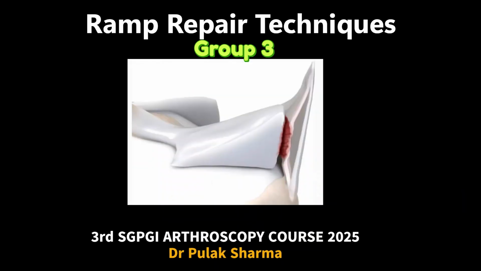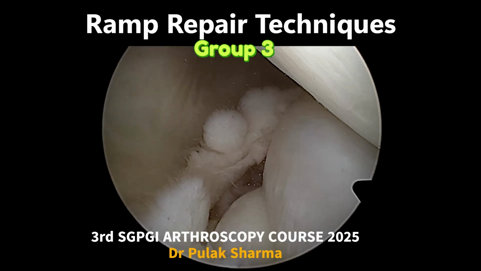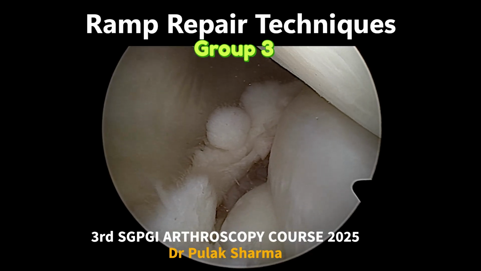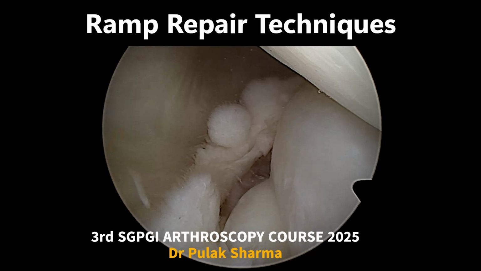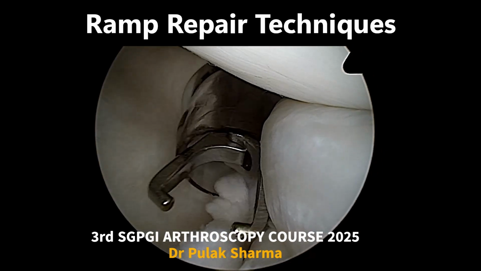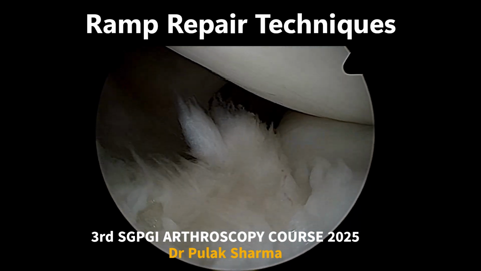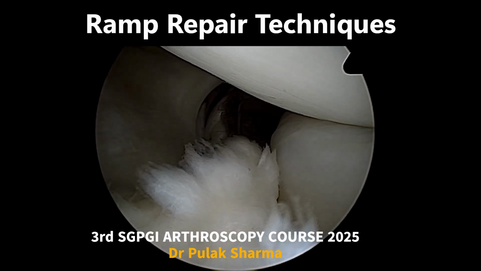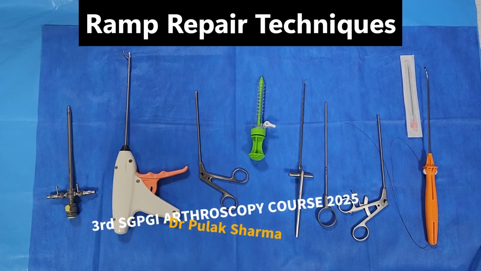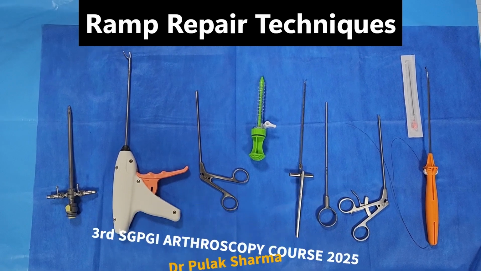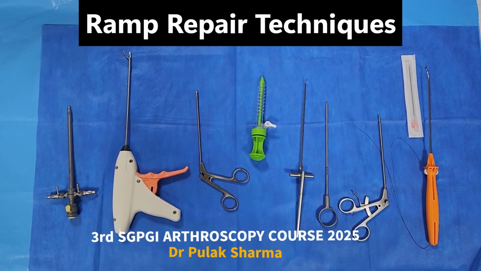In Group 3 lesions, because of the tear of the meniscocapsular junction, the capsule falls back, and the meniscus and the capsule come to lie at different levels. In this case, we can see that the capsule lies below the meniscus and has to be lifted to bring it to its position. To repair this type of lesion, we require the following set of instruments.